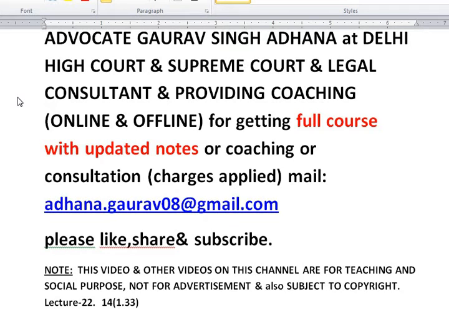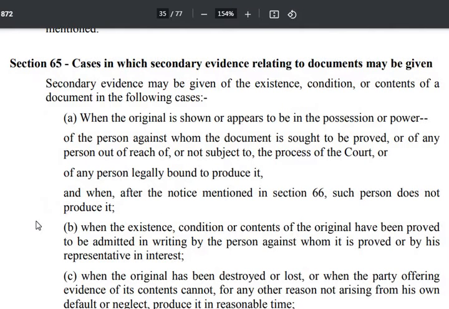This is the 22nd lecture of this series of Indian Evidence Act. In this lecture we would start with section 65 and by this the cardinal principles we would get over and we would start the new topic in another lecture. Let's see section 65. When the secondary evidence can be given.